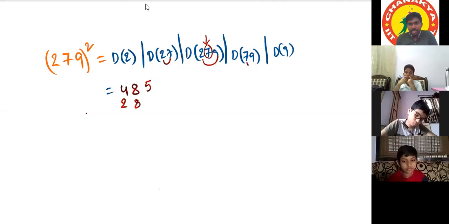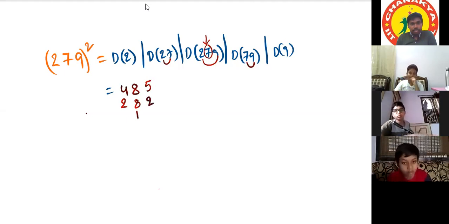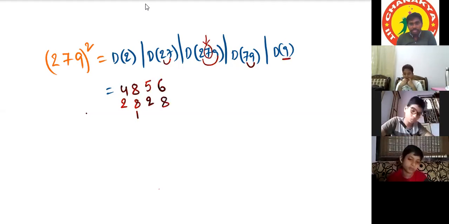And then the duplex of 79 is 2 times 7 into 9. 7 9s are 63. 63 doubled is 126. So we have to write it in this way: 1 here, 2 here, 6 here. Okay. And then lastly, the duplex of 9 is 81. 8 here, 1 here.